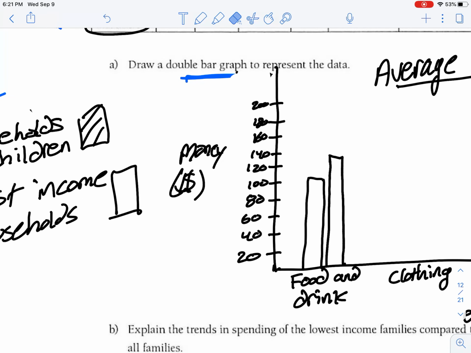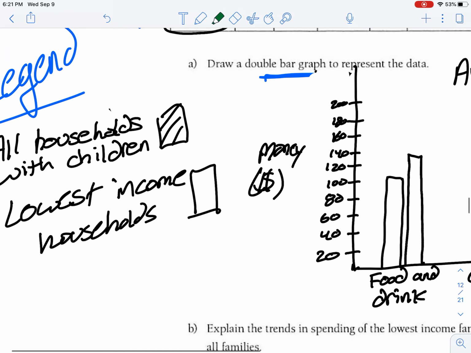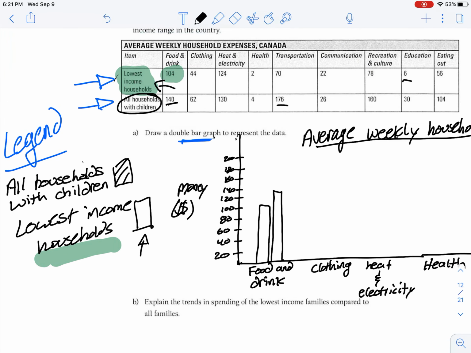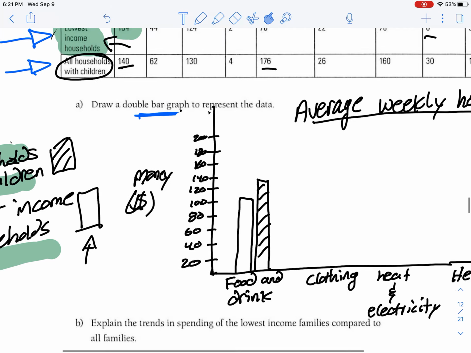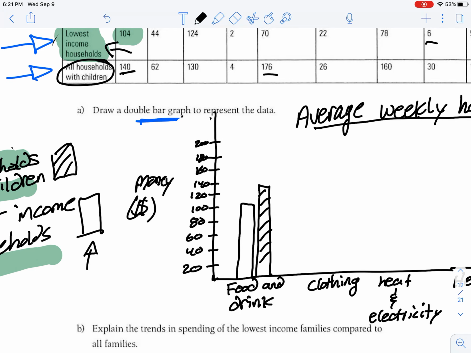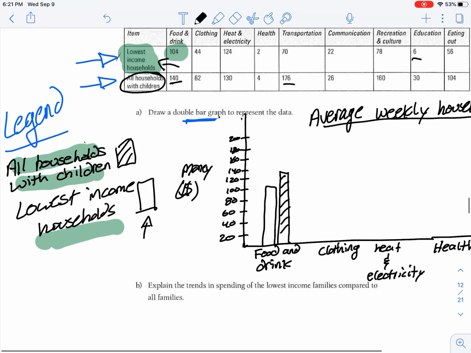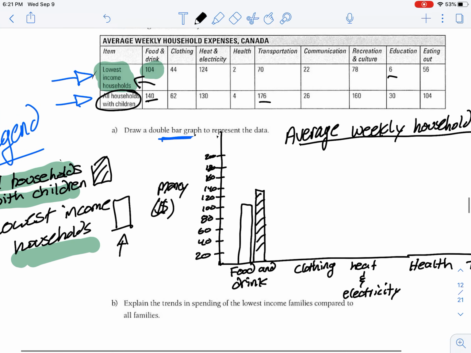Now right now, someone looking at this would think it's both lowest income households because that is an open graph or a bar. But remember, all households with children, we're going to put lines in the bar. So all households with children go up to 140, so we have to fill this one in. Okay. Now I can look at it with this legend and it's really easy to understand.